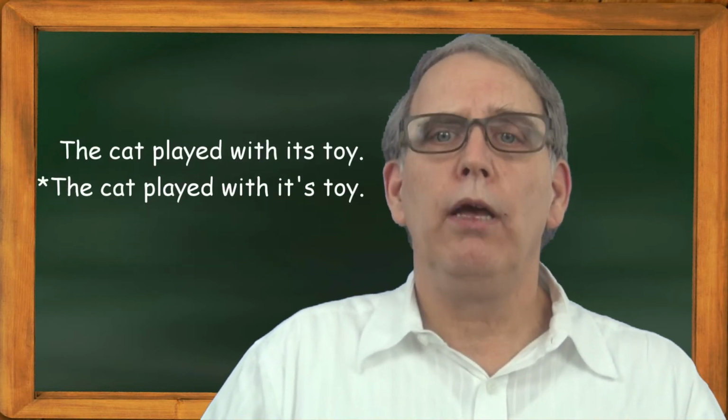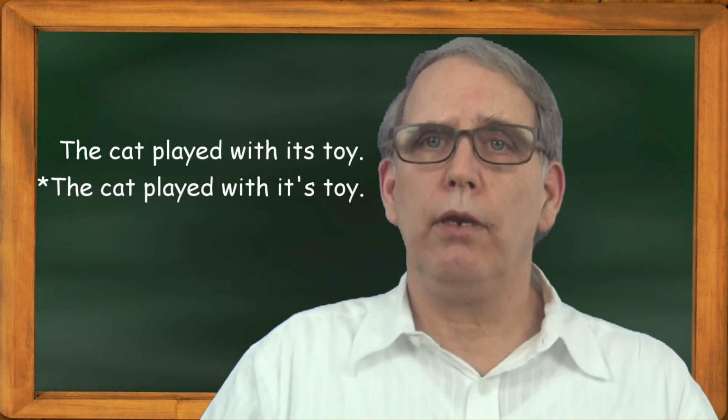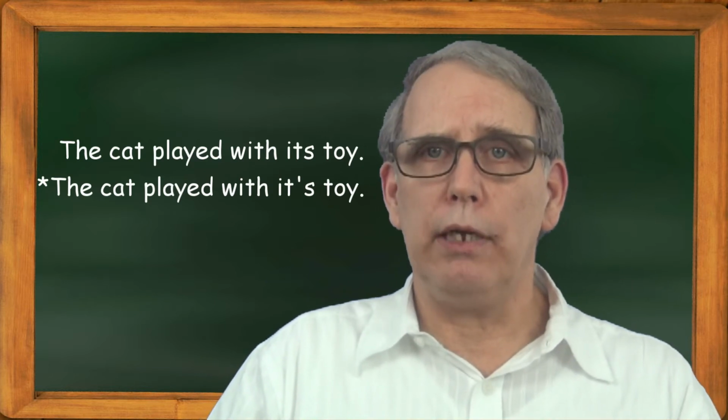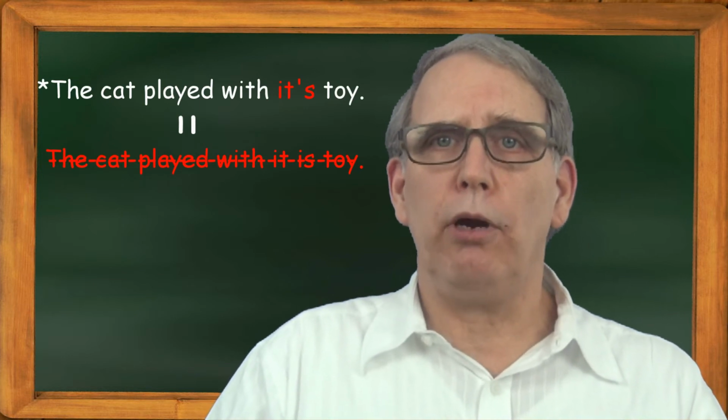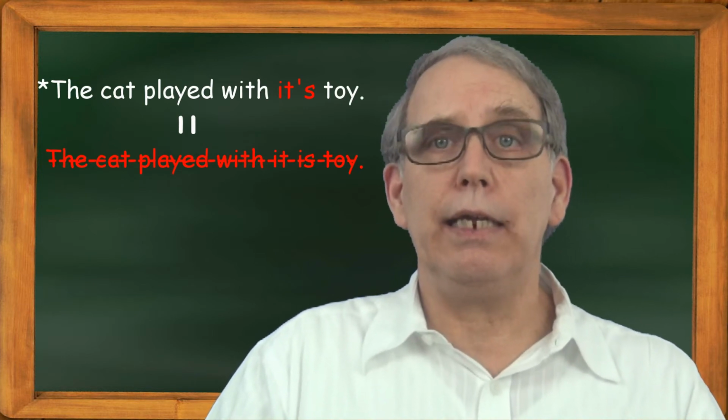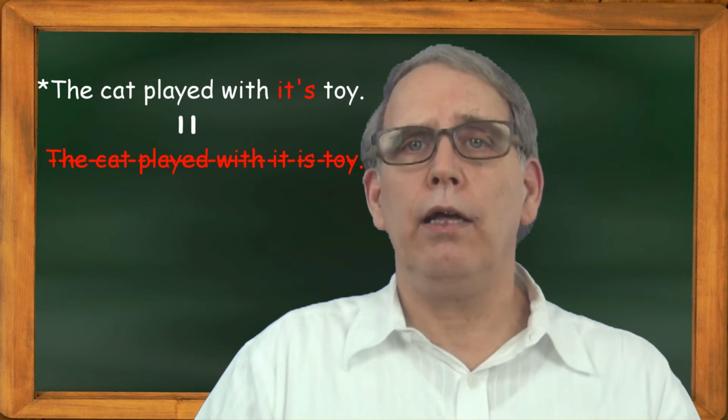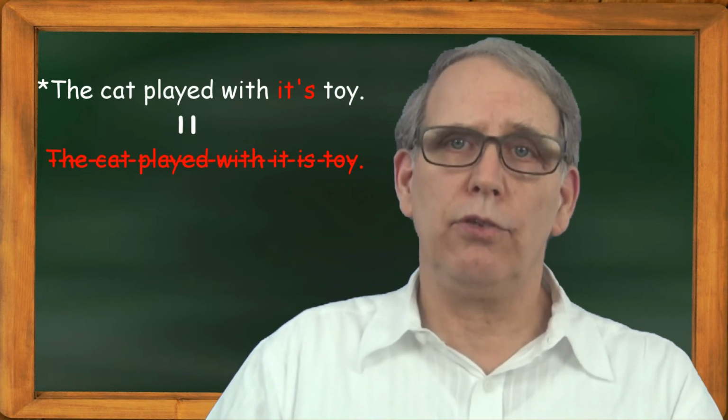And lastly, possessive pronouns show ownership, but they do not need an apostrophe. For example, the cat played with its toy, not the cat played with it's toy. In the second sentence, it's, with an apostrophe s, is "it is." So we cannot say the cat played with it is toy.